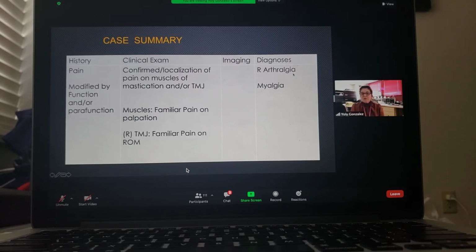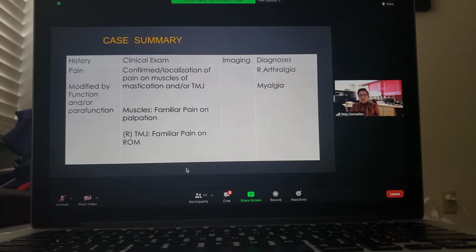Therefore, the two diagnoses that can be allocated are myalgia, which, as Dr. Crow, you don't have to say if it's right, left, or which muscle, but you have to be specific when you do the arthralgia diagnosis that it is in the right joint. Because in your examination, you will have to specify if it's right, left, or bilateral. And you will not receive partial credit if you don't identify which joint. Okay.